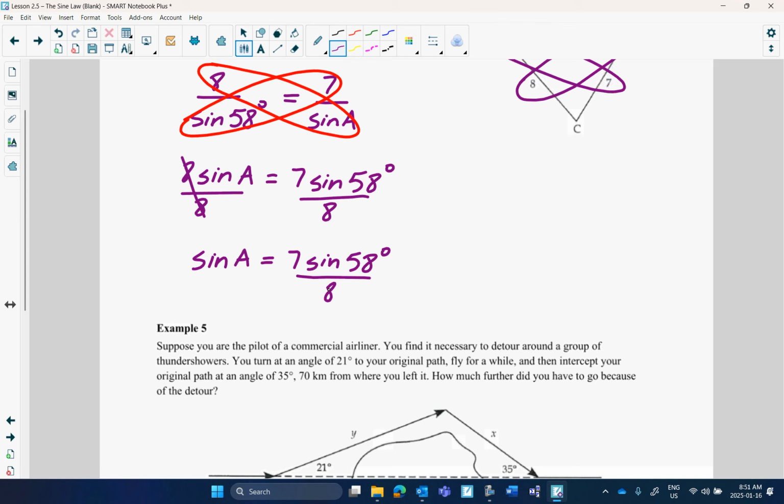Remember, this is not sine times A. So don't divide by sine. You can't do that. Okay? How do you get rid of just sine? Sine inverse.